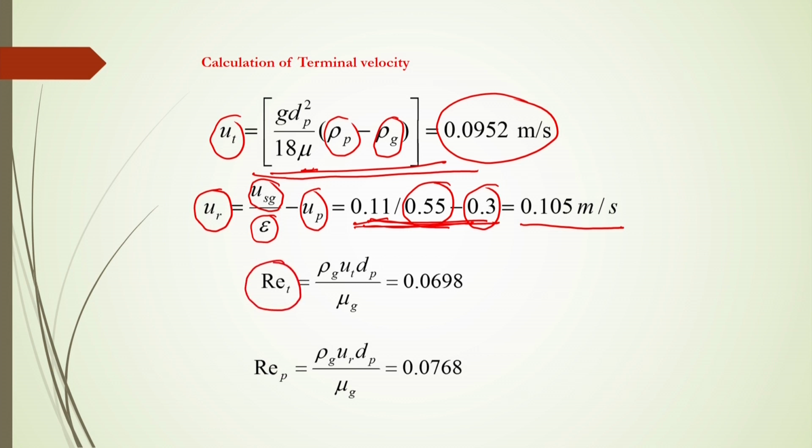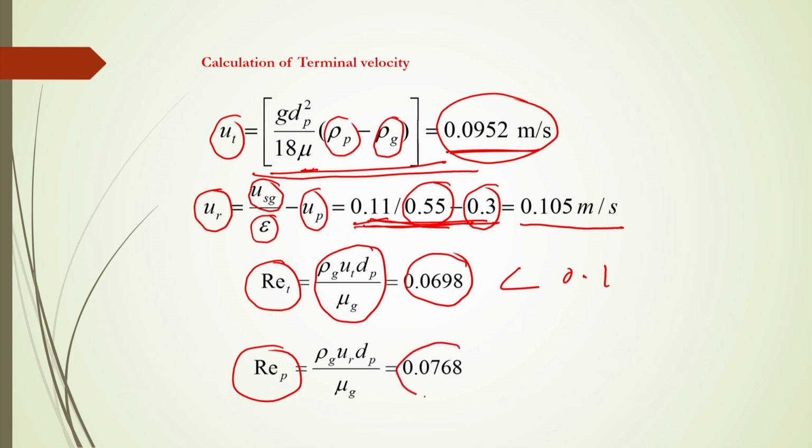Now, what is the Reynolds number based on terminal velocity? You just substitute rho g, that is the density of the gas, then the terminal velocity, the particle diameter and the viscosity of the gas, then you will get your Reynolds number. This is less than 0.1. So, it is the Stokes region, of course, then the terminal velocity should be this one. And REP is equal to 0.0768, again this is based on the relative velocity of the gas here, and then what should be the Reynolds number of the particle.